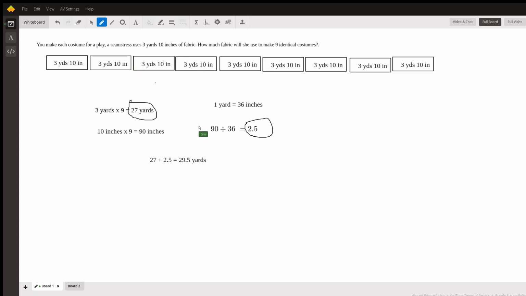Okay, depending on how specific your answer wants to be, we could also look at this because we started with yards and inches. We could turn this into inches as well. So our other answer could be 29 yards, and if we have half a yard and 36 inches equals 1 yard, then half of 36 should give us half a yard in inches. So 36 divided by 2 would give us 18 inches. Okay, so our final answer would be 29.5 yards or 29 yards and 18 inches.